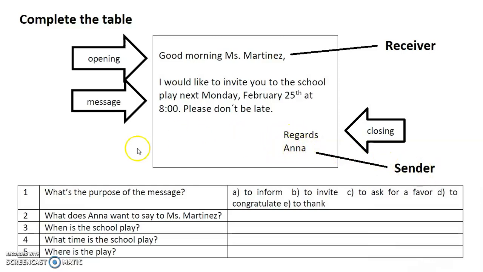What you're going to do is decide what you're going to write here. What does Anna want to say? When is the school play? What time is the school play? Where is the play? Okay? So let's do it. I'm going to pause the video, and when we put play, we're going to give the answers. Pause it so you can answer that. Remember, you're going to copy this message. Okay? Pause.